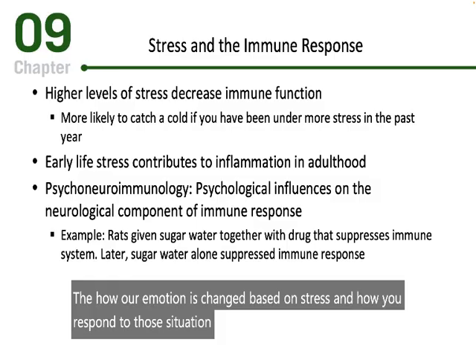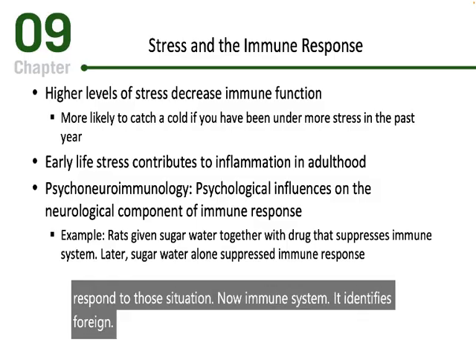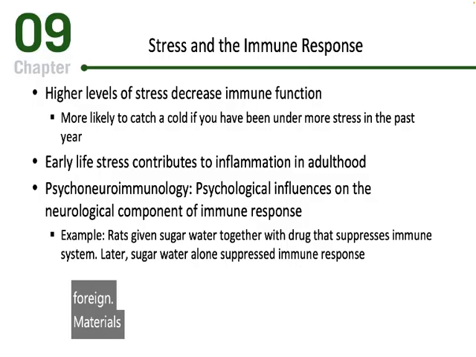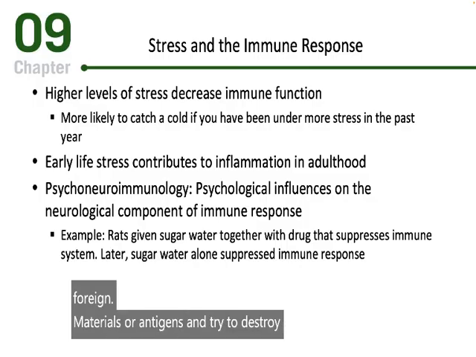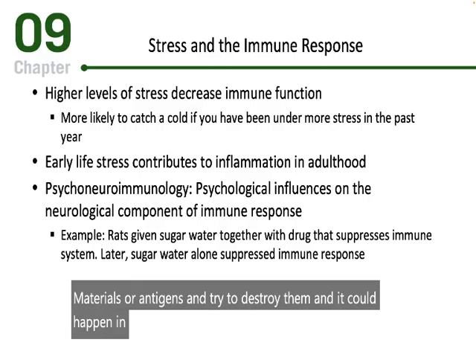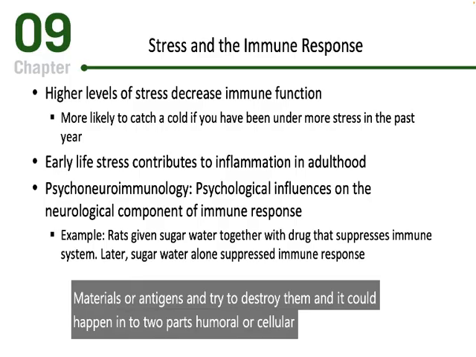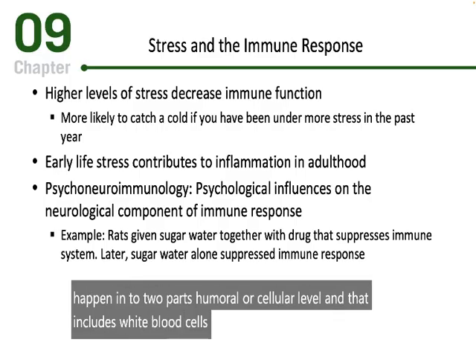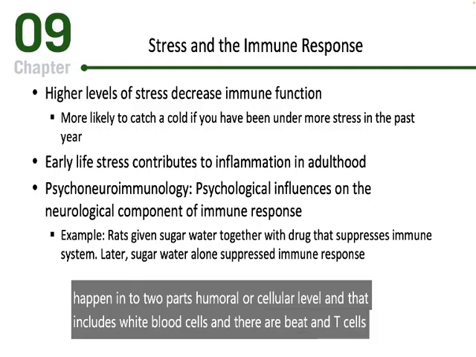Now, the immune system identifies foreign materials or antigens and tries to destroy them. And it could happen in two parts, humoral or cellular level, and that includes white blood cells, and there are B and T cells. You might have heard this quite often.